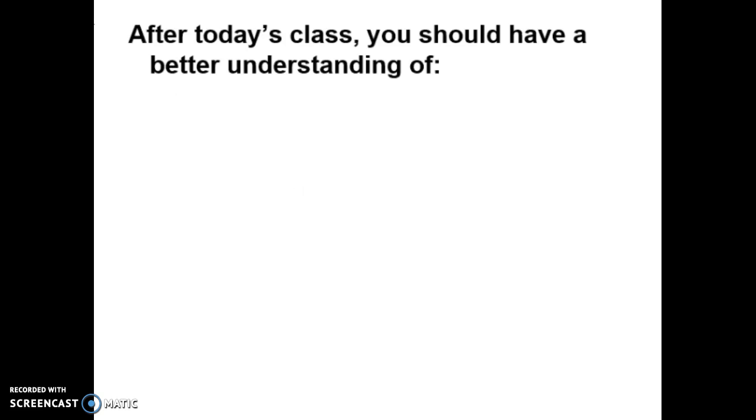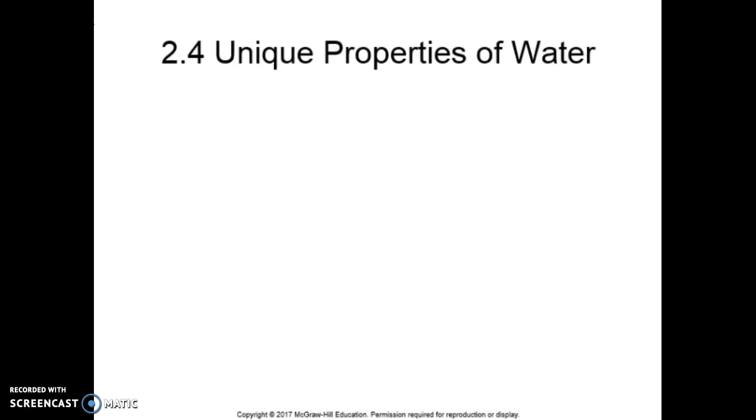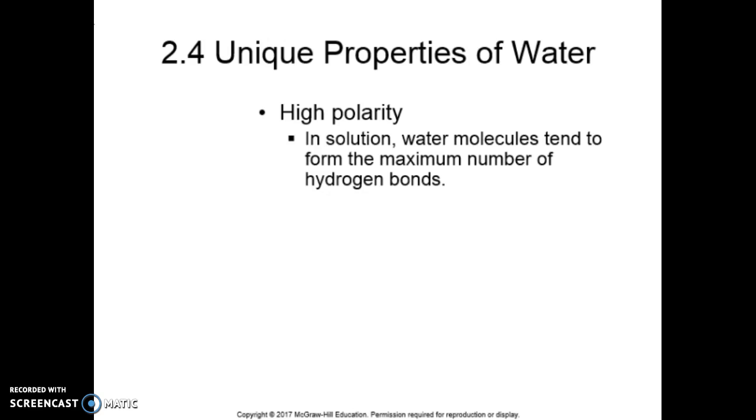Quickly going back to the learning objectives for Chapter 2, I just wanted to remind you that we're going to be looking at how water ionizes and what that means, and then how that relates to pH. We had left off a little bit past Section 2.4, Unique Properties of Water. Since water is a polar molecule, remember that Mickey Mouse head shape where it has 2 hydrogens and 1 oxygen? It is polar, which means it has a charge to it. In this case, water is slightly electronegative.